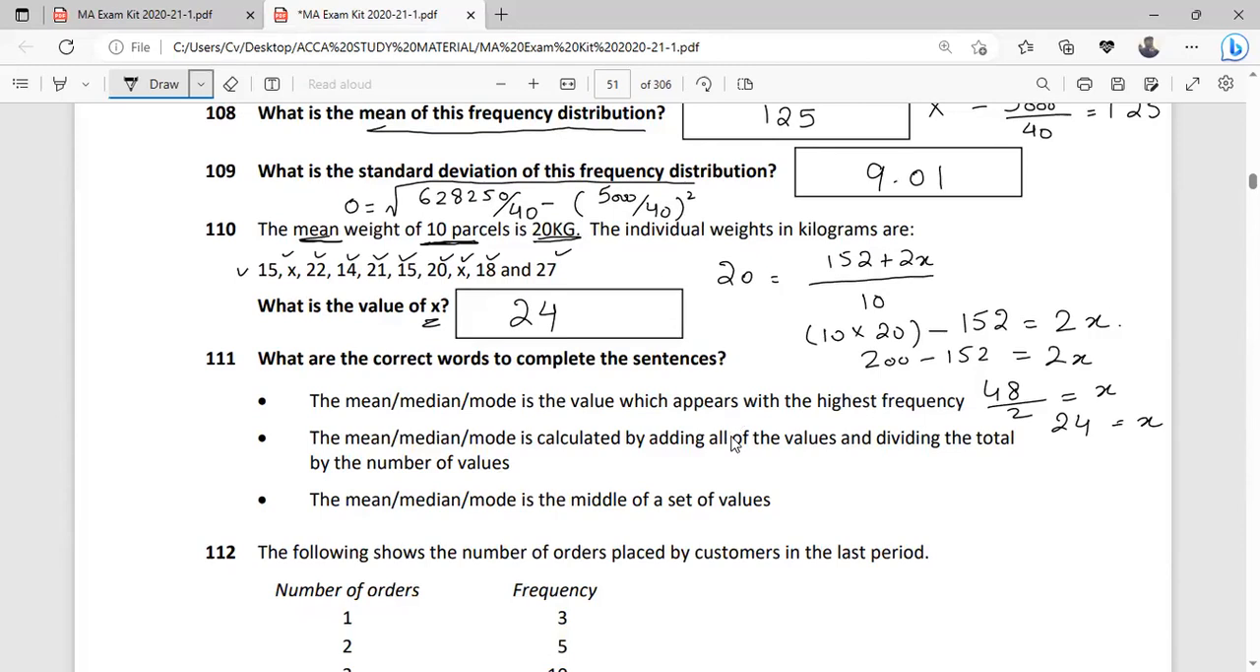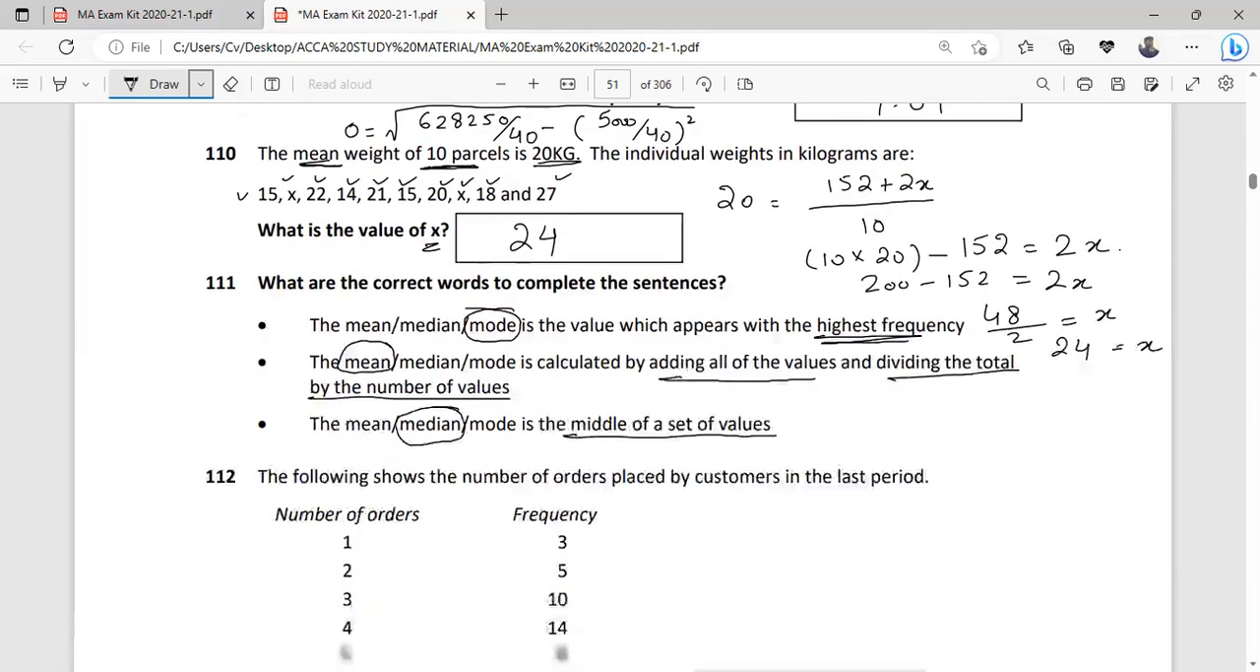What are the correct words to complete the sentences? Mean, median or mode is the value which appears with the highest frequency. Highest frequency means repeatedly. Mode is the value which will arise repeatedly. Mean, median, mode is calculated by adding all the values and dividing the total by the number of values. So this is called mean. The middle set of a value is the median. So mode, mean and median are the three definitions.